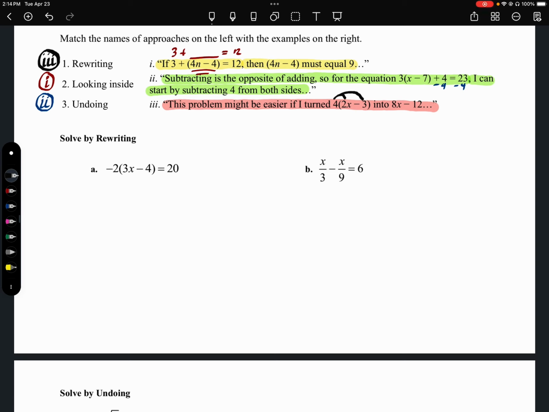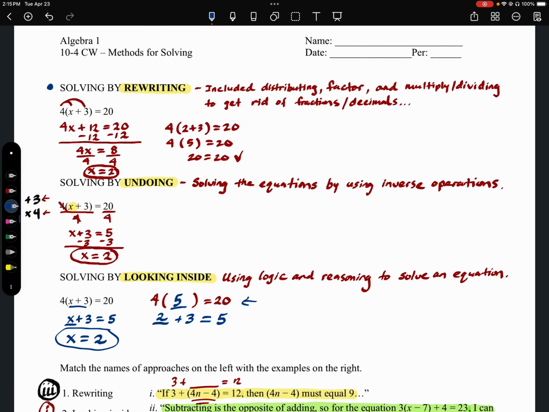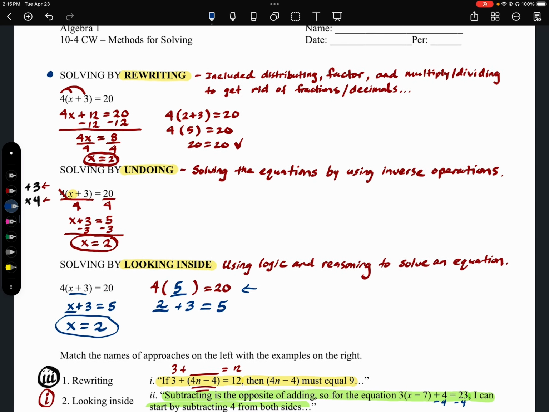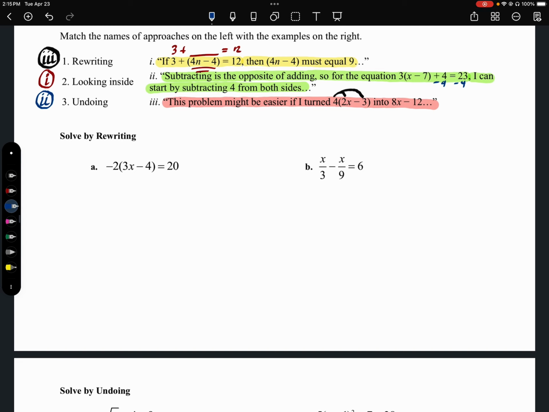So for solving by rewriting, on letter A, we have negative 2 times the quantity of 3x minus 4 equals 20. So if I wanted to solve this by rewriting, remember that's what we're up here, and we're thinking about this one right up here. So including distributing, factoring, multiplying, dividing to get rid of fractions and decimals. So look at this one here. I have that grouping symbol. I could go ahead and distribute my negative 2 through. So negative 2 times 3x is negative 6x. And negative 2 times negative 4 is going to be a positive 8.